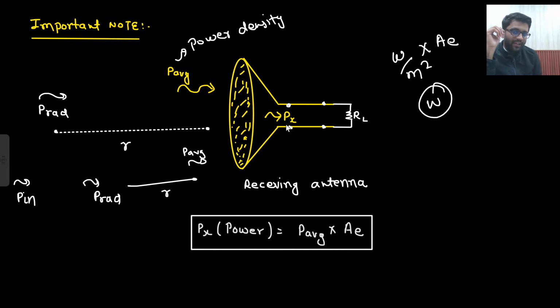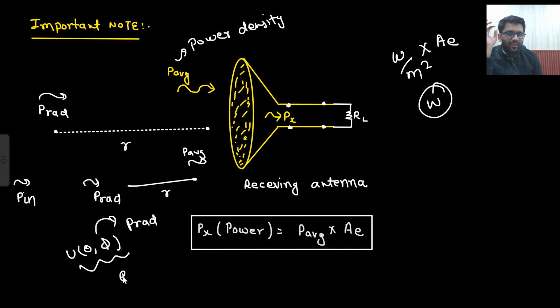Now if I know this P average, then how much power will be getting in, that is your Px. So can I write down this Px? Yes. From the beginning of the lecture, we started with radiation intensity. If I have the radiation intensity, then from here I can get the P radiated. Because what is P radiated? That is the integral of U(θ, φ) sin θ dθ dφ. From there you can get P radiated.